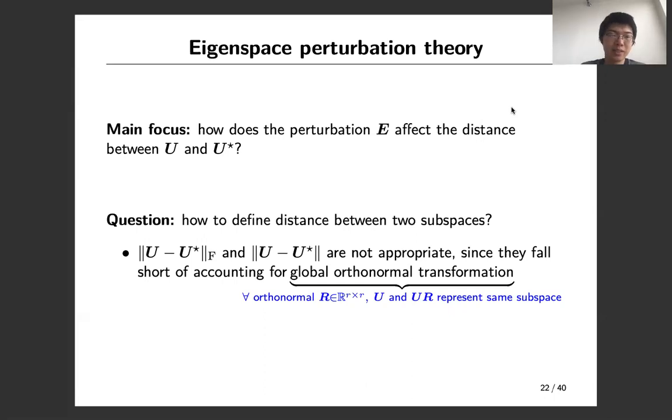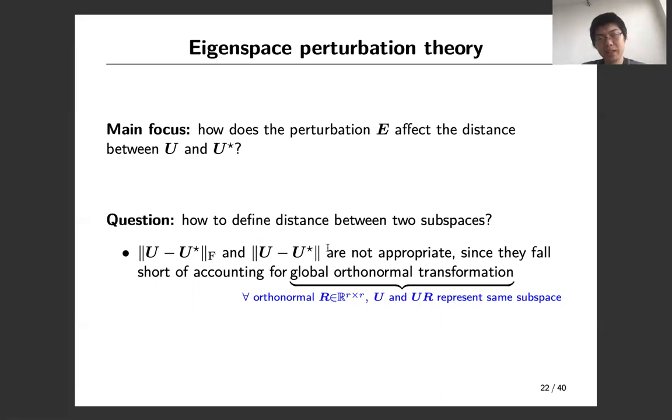We know that it's quite trivial to see that the Frobenius norm or the operator norm, the spectral norm, are not appropriate to use in this regard, since they fall short of accounting for the orthonormal transformation in subspaces. That is, for any orthonormal matrix R, the two subspaces represented by U and U star are actually the same subspace. So there should be zero distance between U and UR.